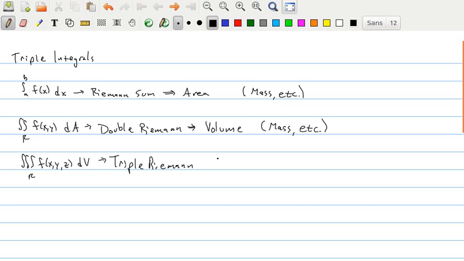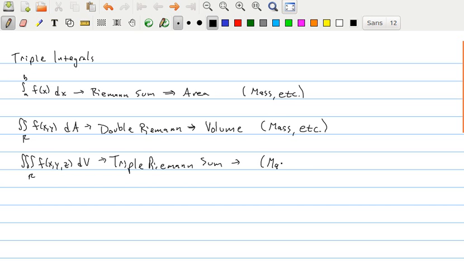And now, we no longer have a geometric idea of what this is. It's not volume anymore, because the two-dimensional integral was volume. This is going to give you some four-dimensional measurement. So as far as a geometric interpretation, we really can't extend this any further, although the other applications still hold.